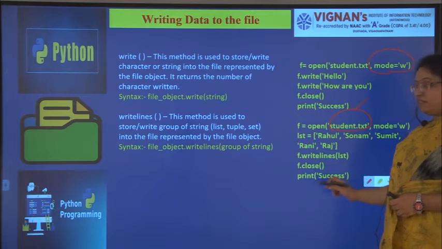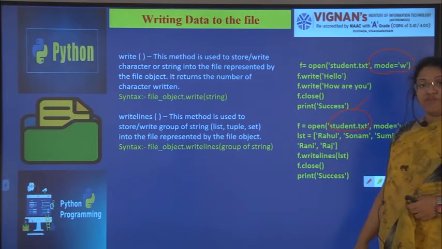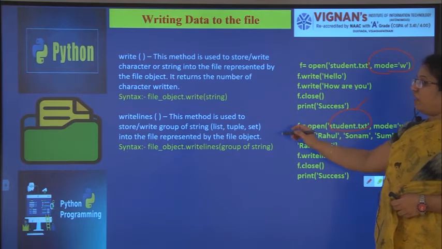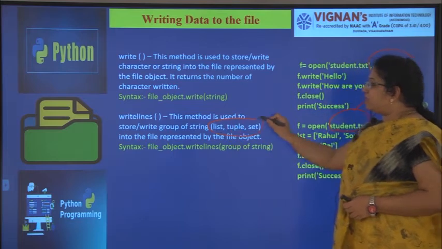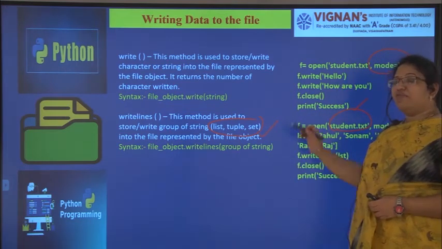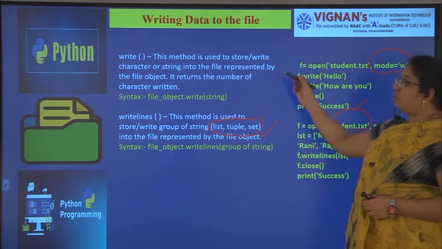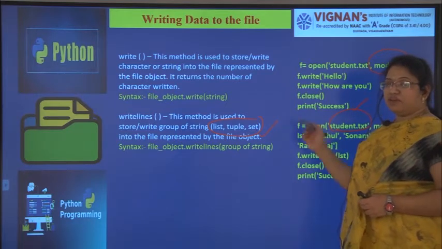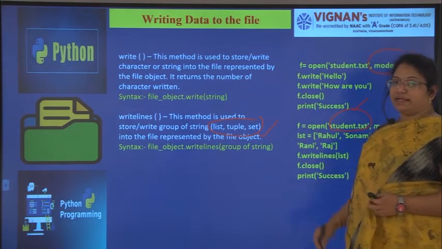After performing the operation, I am performing the closing of the file. If you want to store lists, tuples, or sets into the file, we have to use f.writelines. If you want to directly store the data, you can use the write method. This is the difference between the write and writelines methods.